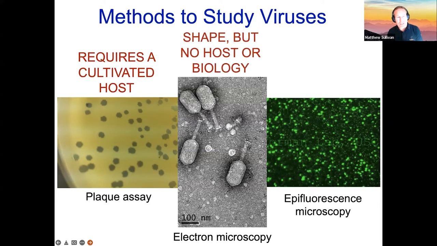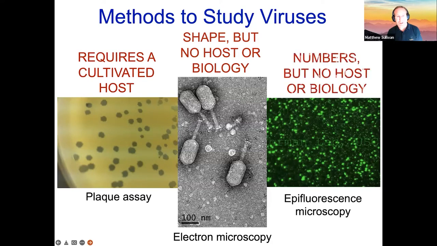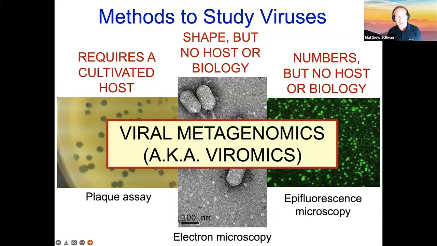A second issue with electron microscopy is you see these shapes, and the shapes and morphologies are beautiful, but there is no understanding of what the host is or the biology of that virus. And then epifluorescence microscopy is very scalable, unlike electron microscopy, but it's really just numbers of dots, so there's no link to hosts or biology. And so really the field has shifted largely towards using sequence-based technologies, viral metagenomics, which we often call viromics.